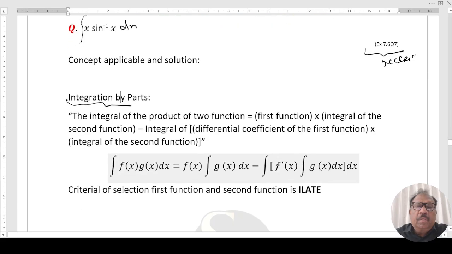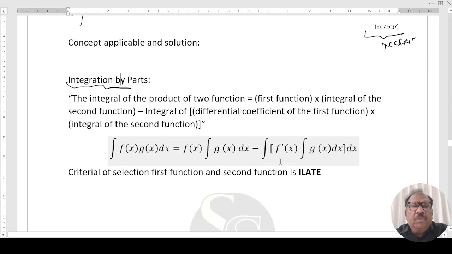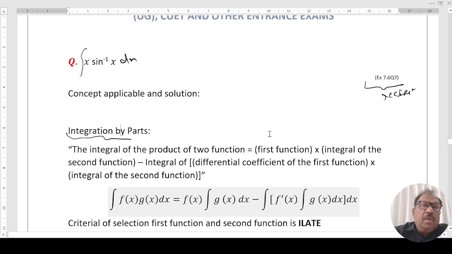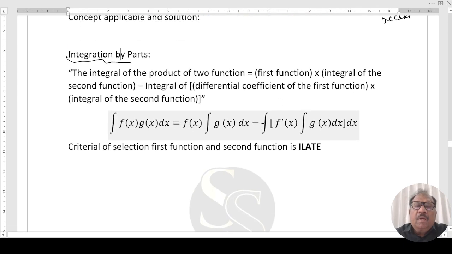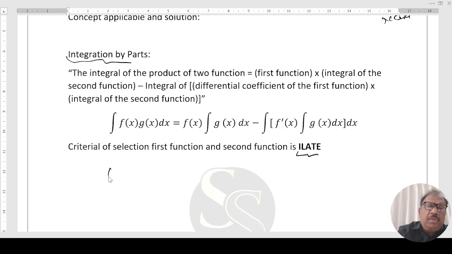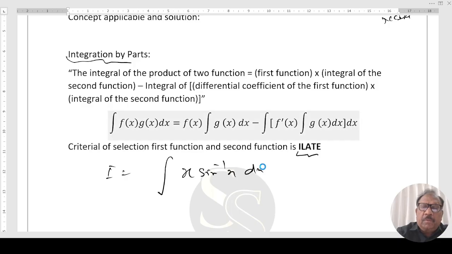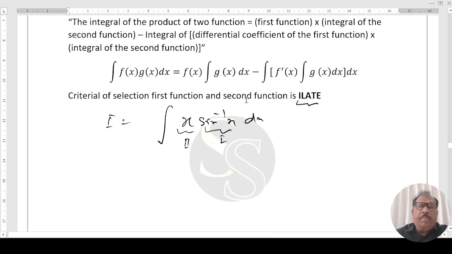In by parts, we have to take first function and second function. Here two functions are already there. Criteria for selection of first function is according to ILATE. The integration is x sine inverse x dx. Now x is algebraic and sine inverse is inverse trigonometric, so sine inverse will be the first function, and this will be the second function. Now by parts.